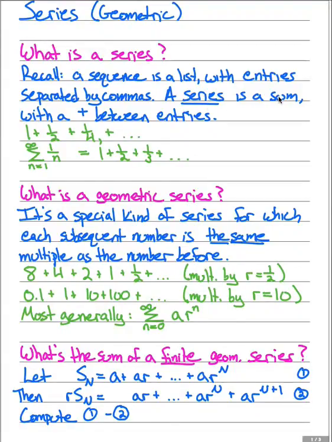So instead of commas, think plus signs. There's a plus sign between entries. 1, plus a half, plus a fourth, plus, and so on.